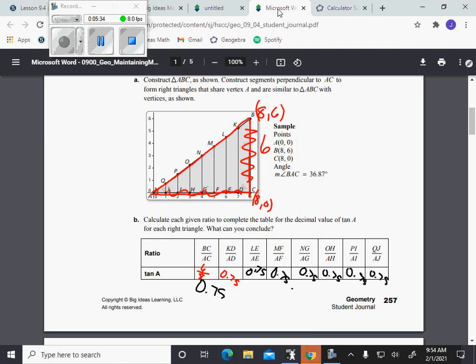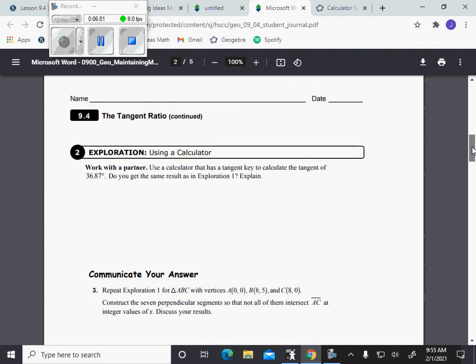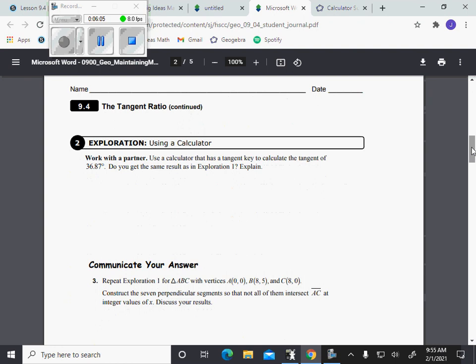Why is that? Well, in our construction, we took each point on our x-coordinate, right here, here, here, and made a vertical line. So these should all be equivalent ratios, right? All equivalent ratios. That's what our point is here. If I scroll down, use a calculator's tangent key to calculate the tangent of 36.87 degrees. You get the same result.